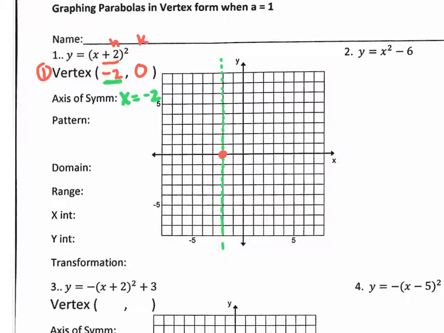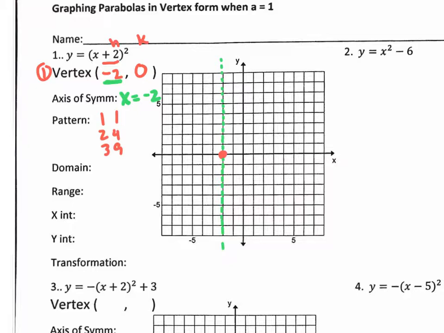What's the pattern that we're going to use? Well, the pattern, because the a value is 1, it's the same exact pattern that we were using on the notes, which is 1, 1, 2, 4, 3, 9. These used to be coordinates on the parent graph. Now we're just going to use them as a pattern to produce the same exact width on the U-shaped curve from that vertex. Okay, so this is a +1 as the a value, so it is going to be opening up.